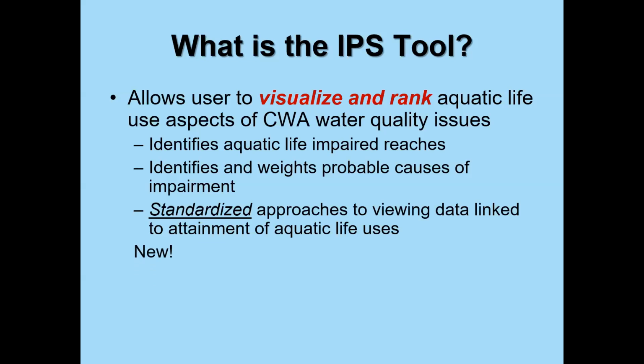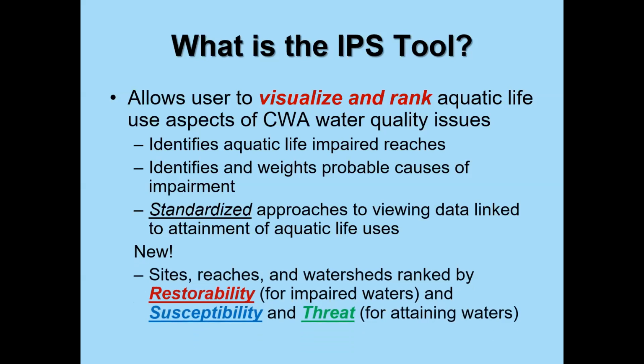There are, as I was saying, a lot of new features on the IPS tool this time around, and one of them that I won't be covering much today, because it's not so important to the DRSCW, is this idea of restorability and susceptibility. So at the DRSCW, we're primarily interested in restorability, as we do not typically have sites that are meeting the aquatic life goal. But for watersheds in Lake County, for example, there are a number of sites that are obtaining the aquatic life thresholds, and so there the tool does assign a susceptibility or threat.